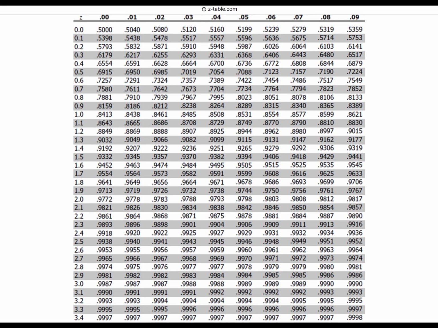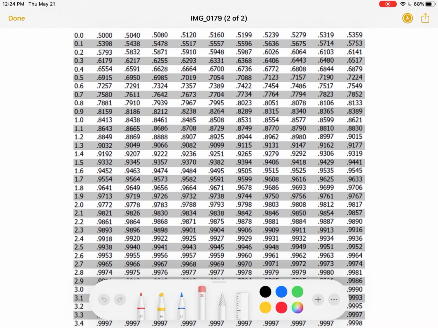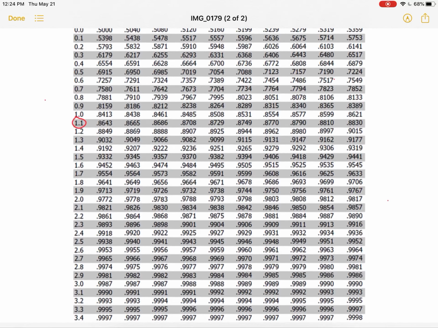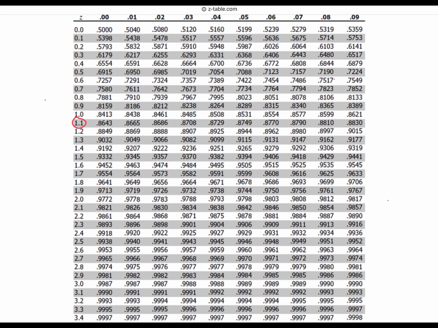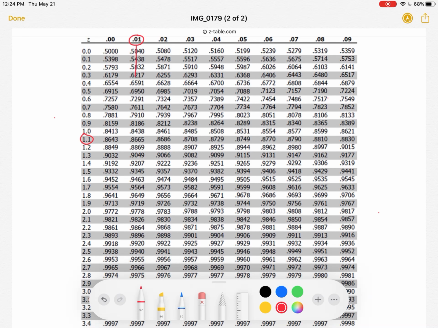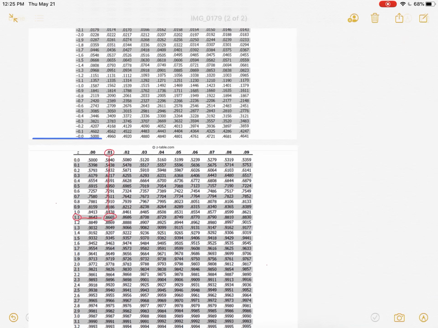On the left side, I'm going to look for 1.1, and then on the top, I'm going to look for the hundredths place of 0.01 to match up with the z-score that we found. So I have 1.1 on the left, and I see 0.01 at the top, and then I just need to find the number that corresponds with both of these, and that's 0.8665.